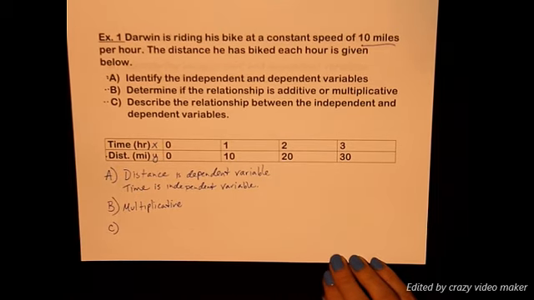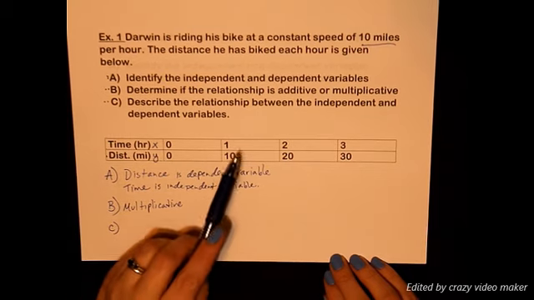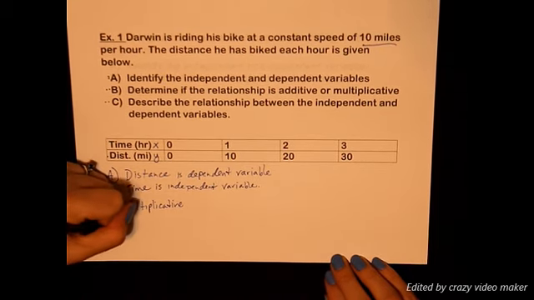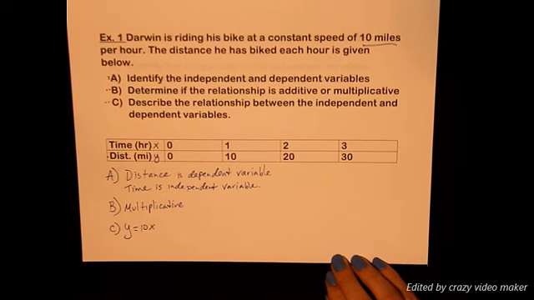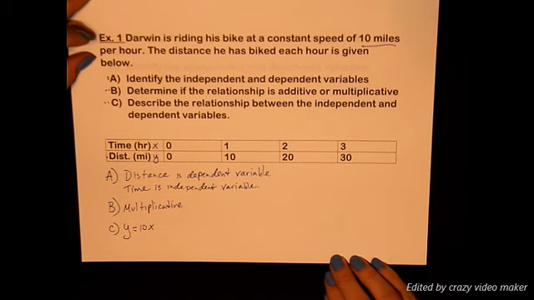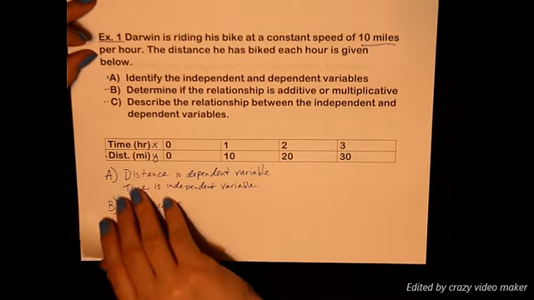And we've also found out our rule. So we take our x and we multiply it by 10. So y, the distance, is equal to 10x, 10 times x.